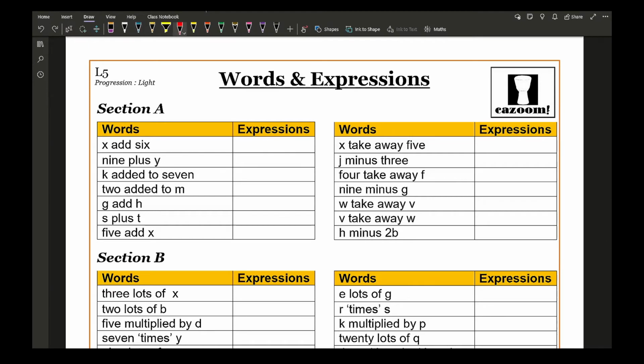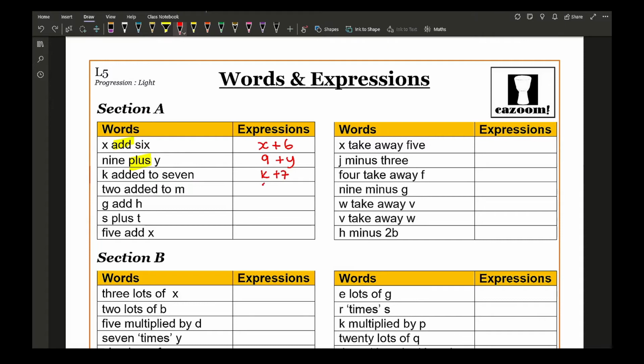Right, so of course this first one we've got x add 6, so it's just going to be x plus 6. Here we've got 9 plus y, and that is just going to be like so. Now the key thing to remember is look out for different words that mean the same thing. So plus, add are all the same. So it's just a case of recognizing that there are more than a couple of ways of representing the same thing. So here I've got k added to 7, so that's going to be k plus 7.